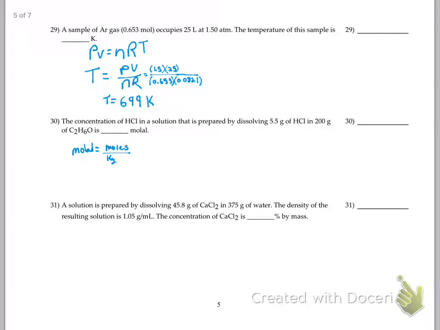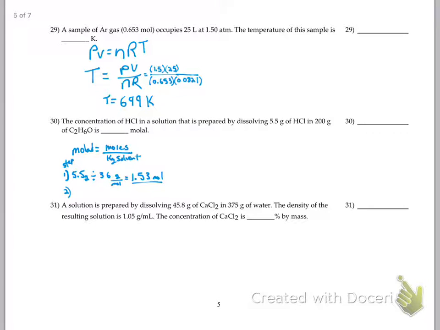For the next problem, we're going to be using molality, which is moles over kilograms of the solvent. So be very careful with that, not the solution, the solvent. First step is to use 5.5 grams given, divide by the molar mass to calculate the number of moles of the solute. That's my numerator.